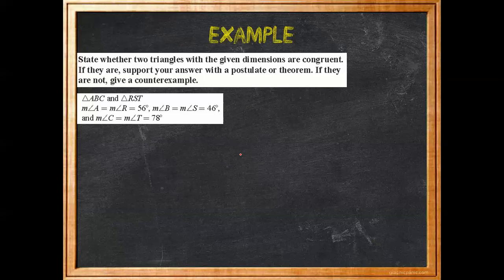We want to state whether the two triangles with the given dimensions are congruent. If they are, support your answer with a postulate or theorem. If they are not, give a counterexample. So what we're given is triangle ABC, and then we're given triangle RST.